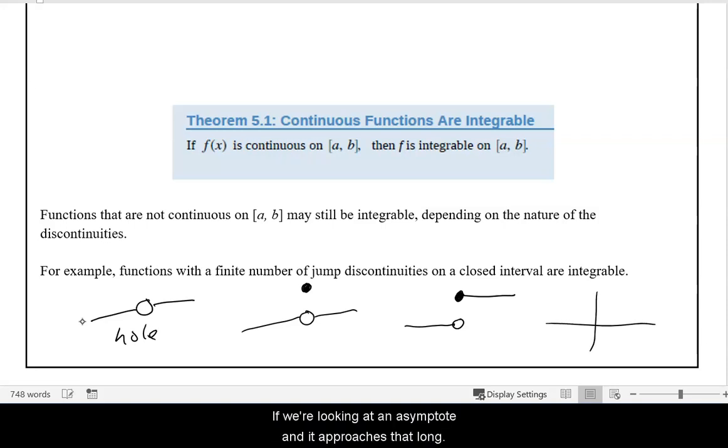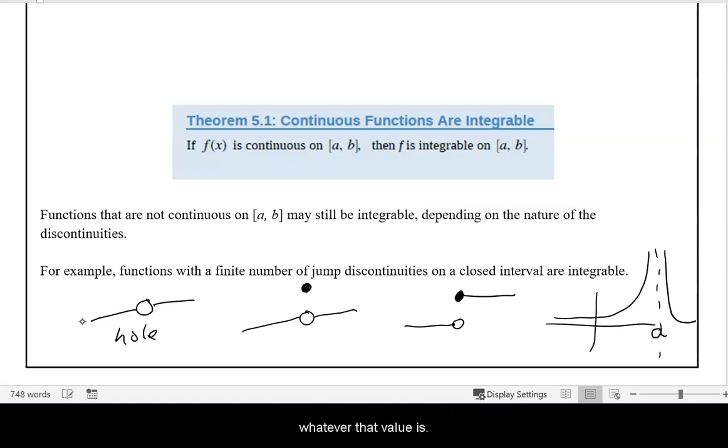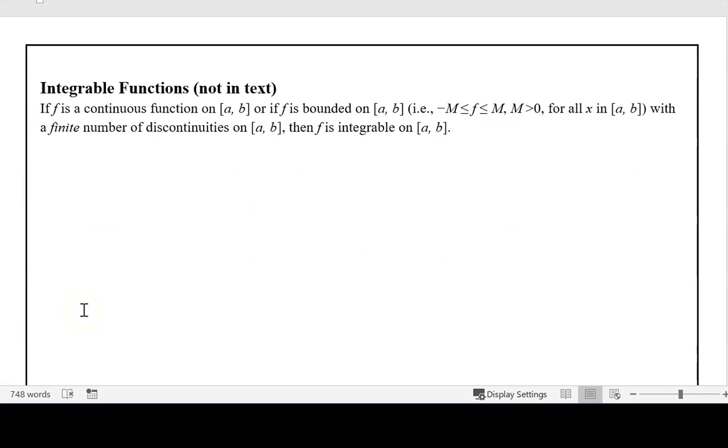If we're looking at an asymptote and it approaches that line, the definite integral will not be able to integrate across whatever that value is. Let's suppose that that value instead of a is a c, and that a is to its left and b is to its right. When an infinite discontinuity appears inside the closed interval, we will not be doing the integration across that interval.